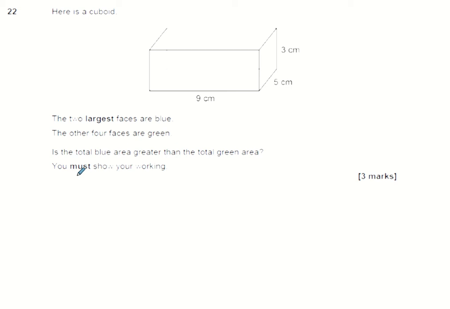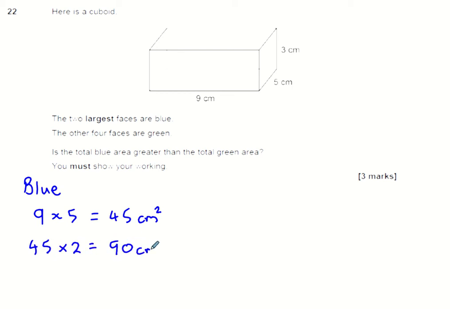So starting off with the blue area, that's the two rectangles on the top and the bottom. If you look at the bottom, you can see that each rectangle will have a length of 9 and a width of 5. 9 times 5 will give each of those areas 45 centimeters squared. We have two of them, one on the top and one on the bottom, so the total for the blue area is 90 centimeters squared.